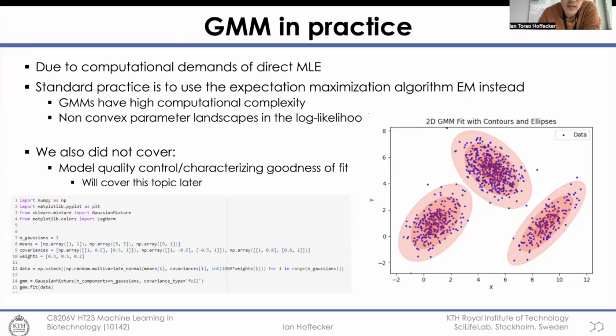But in practice, GMMs are fitted using something called the expectation maximization algorithm. And this is because of this high level of complexity. You have a lot of parameters and this non-convex landscape in the log likelihood function tends to be difficult for direct use of maximum likelihood estimation computationally. So for more simple problems like the one we did, it's okay. But for multi-dimensional problems, for example, if we have a 2-dimensional Gaussian here, we may run into some trouble finding a good set of parameters. So when you actually call, for example, the Gaussian mixture function from the scikit-learn Python package, it's going to be implementing this EM algorithm instead. So that's what we used here to generate this 2D GMM.